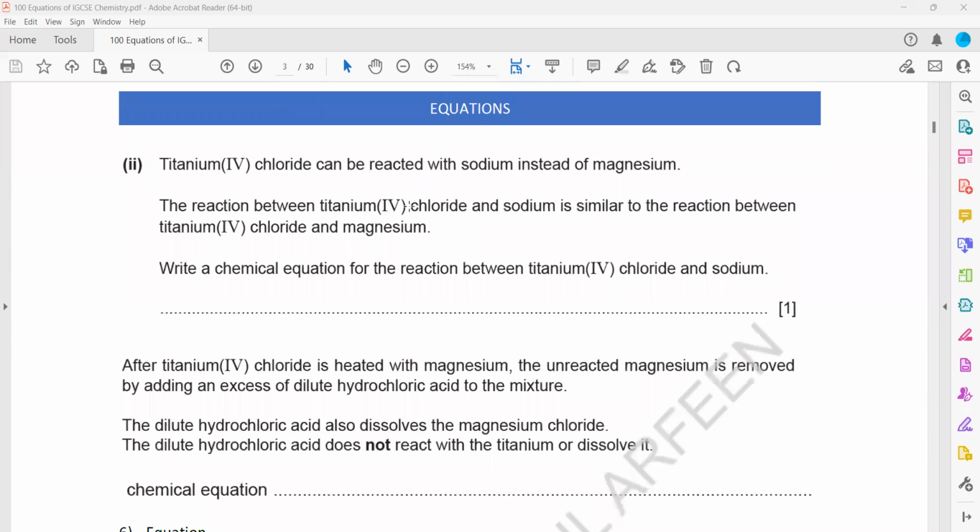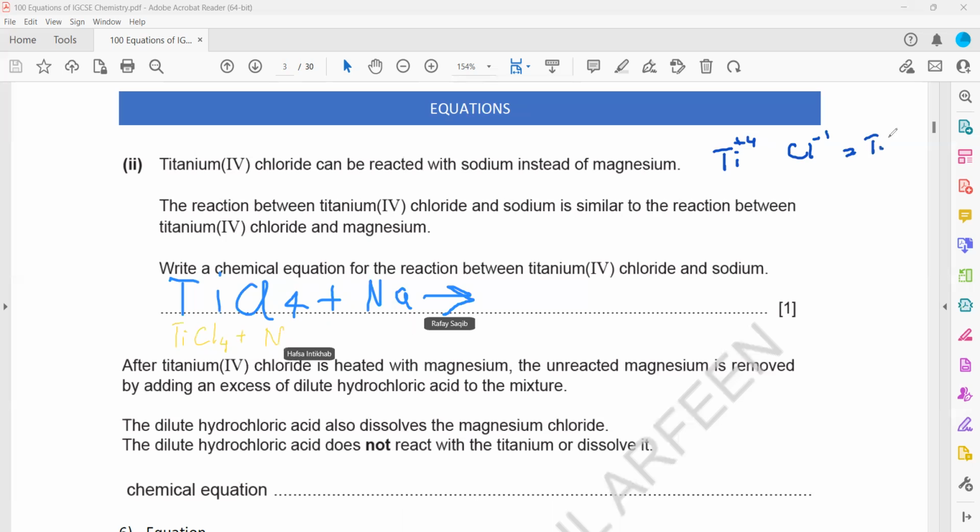Titanium 4 chloride can react with sodium instead of magnesium. The reaction between titanium 4 chloride and sodium is similar to that of magnesium. Then we have to write a chemical equation for that. So first, what is the formula for titanium 4 chloride? Titanium's valency is 4 and chlorine is group 7, so -1. So titanium 4 chloride will be TiCl4. So the first thing is writing a correct formula, TiCl4.